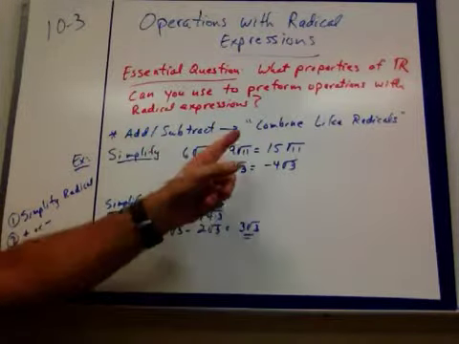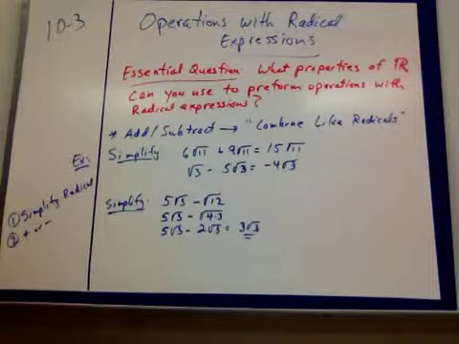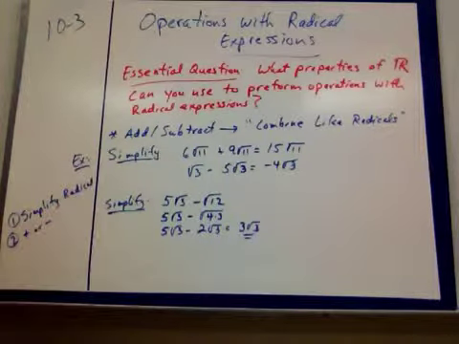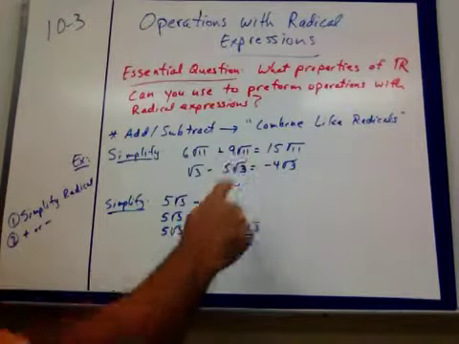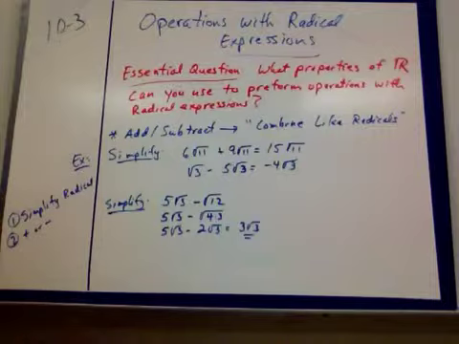You're going to add and subtract them, combining the like radicals, just like you do if they were x's or y's or whatever. So how do we do it? Okay. Example, simplify. As long as the radical parts are the same, just add or subtract the numbers in front of them as if it were x's or y's.